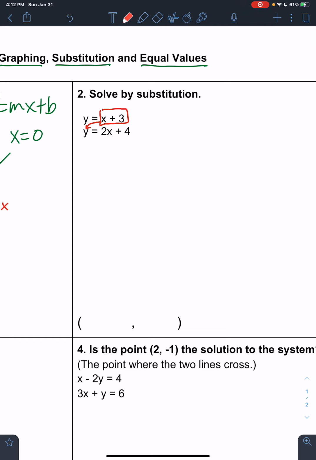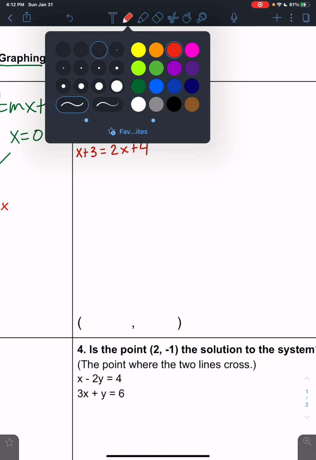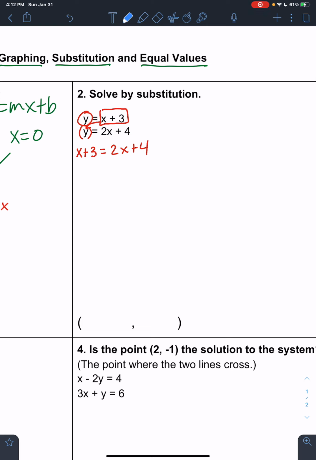So when I plug in x plus 3 in place of y, I can rewrite it like this: x plus 3 is now equal to 2x plus 4. Now you can see I don't have a y in my equation, and now I can solve for x. So I'm going to identify where my x pieces are, and I want to move them to one side. Your choice. I like to move the smaller so that it stays positive if possible. x minus x is 0. Keep the 3. 2x minus 1x is just 1x, or x, and plus 4.